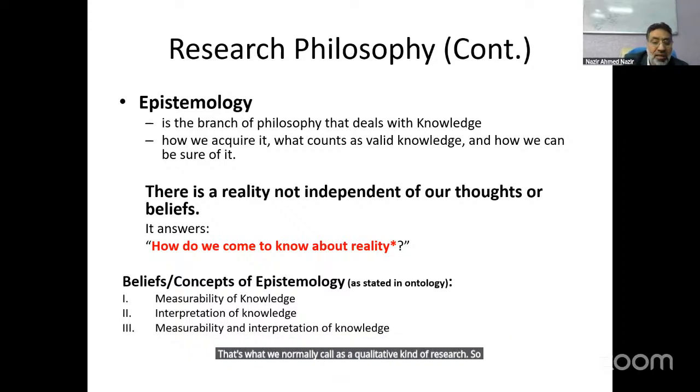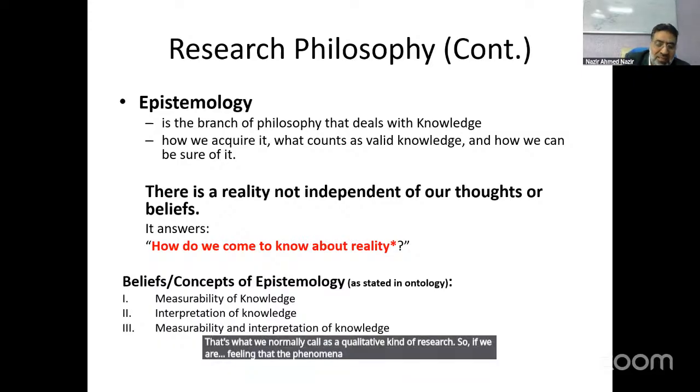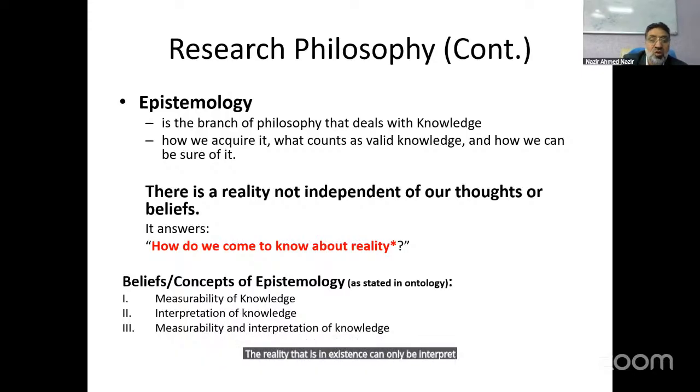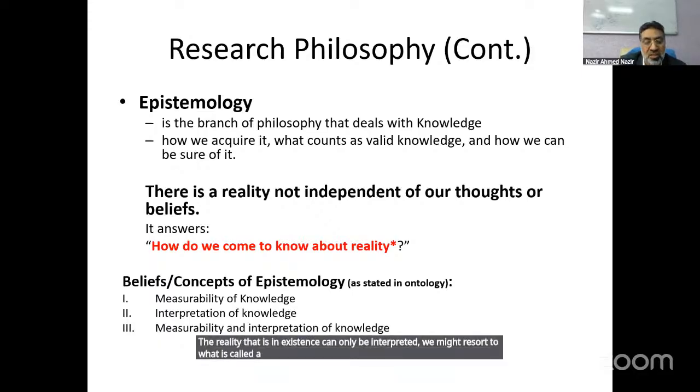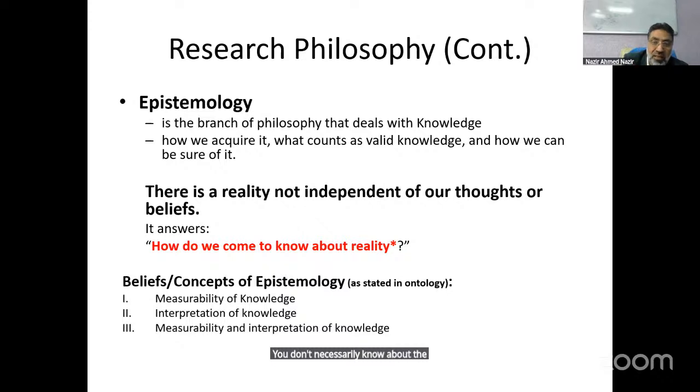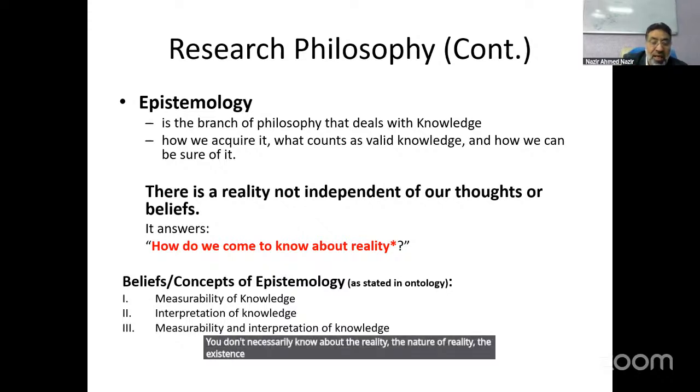So if we are feeling that the phenomena, the reality that is in existence, can only be interpreted, we might resort to what is called a qualitative kind of research, not the quantitative one, which is only possible in case of measurability of knowledge. Now look at it. When you have to decide about the research design, you have to necessarily know about the reality, the nature of reality, the existence of reality, and how that reality can be accessed.